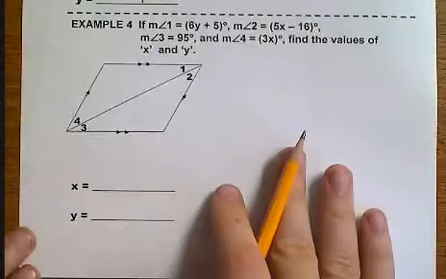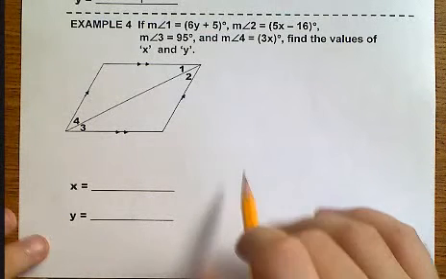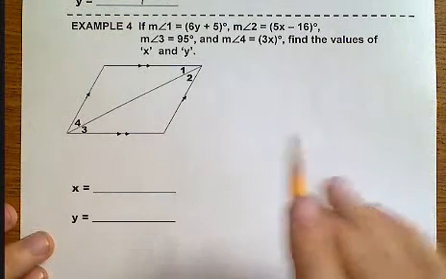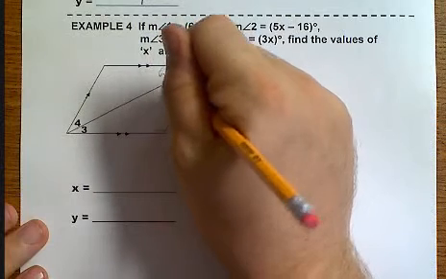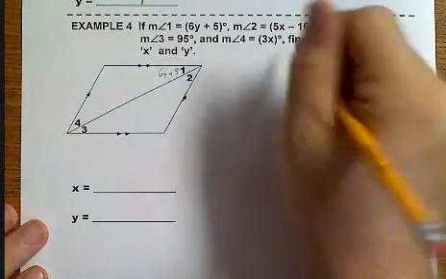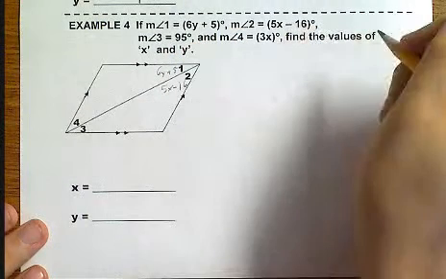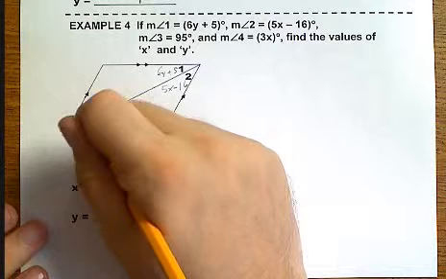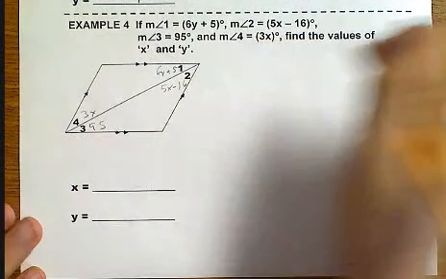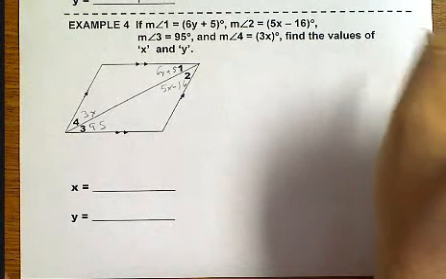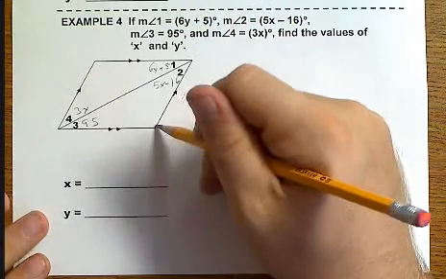Last example. Here we have some information and we want to try to figure out x and y. Let's start by labeling what we know. 6y plus 5, 5x minus 16, 95, and 3x. Well, because x comes first, let's go ahead and solve for x first.